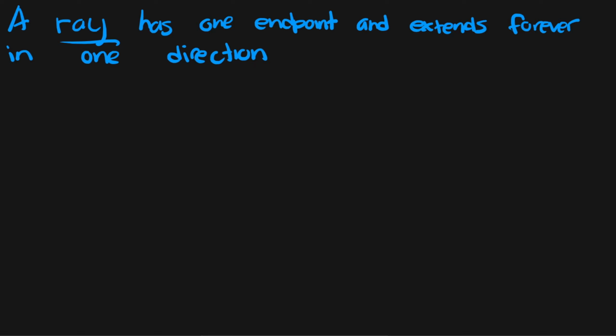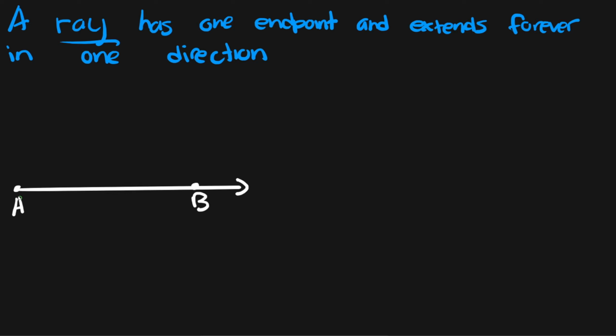So a ray has one endpoint and extends forever in one direction. Let me give you an example. Let's say I make this right here. It has one endpoint. So if I make one endpoint here, and I'll call this point A, and it extends forever in one direction, we can put an arrow here, and we can put another point here. We can call this point B. So right here you have ray AB.